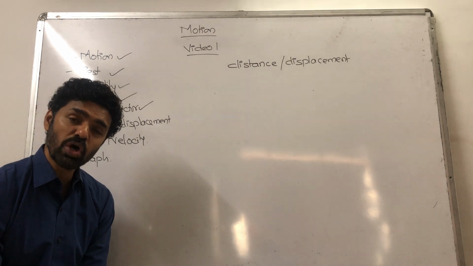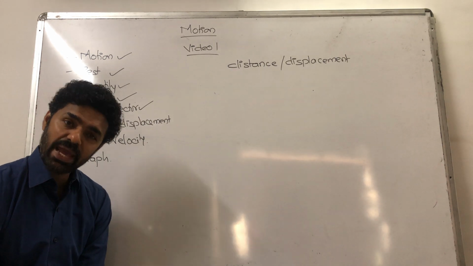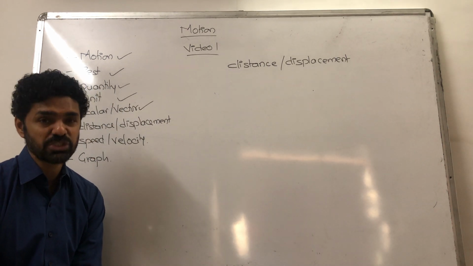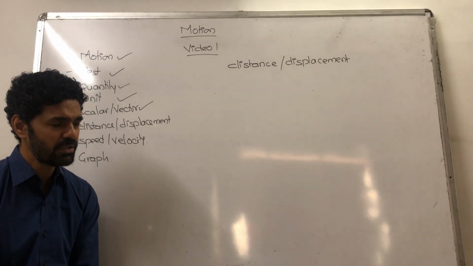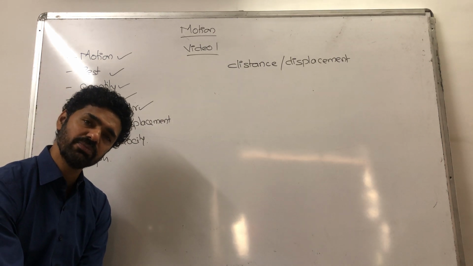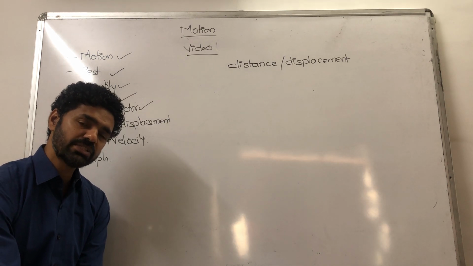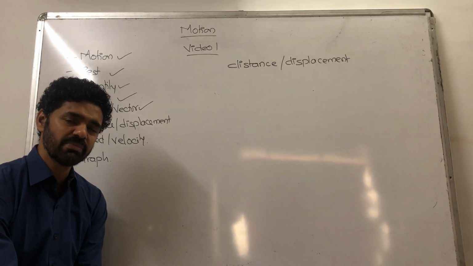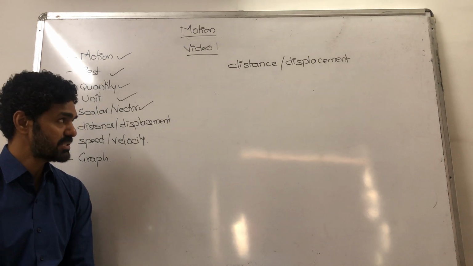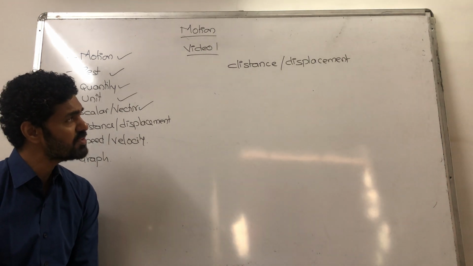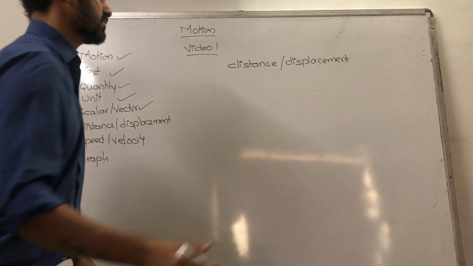Distance is always positive. Displacement can be positive, can be negative, can be zero. I will explain how we say this, an important point. That is, distance is always positive, displacement can be positive, negative or even zero. Distance is always greater than or equal to displacement, displacement is always less than or equal to distance. Let's try to understand why we are saying that displacement can be positive, negative or zero.